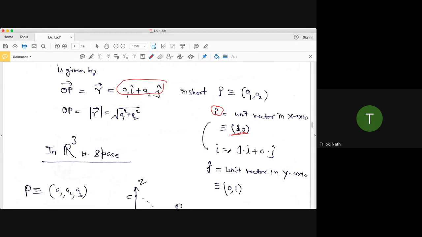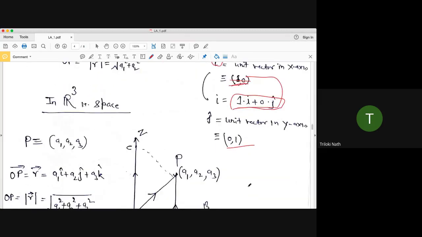So i cap, in vectorial notation, is the position vector of a point whose coordinate is 1, 0. How does it come? It comes from here. i can be written as 1 into i cap plus 0 into j cap. So compare this, you have written this. So A1 i cap plus A2 j cap is the position vector of a point whose coordinate is A1, A2. This is the position vector of a point whose coordinate is 1, 0. Similarly, the unit vector in the y direction is 0, 1.